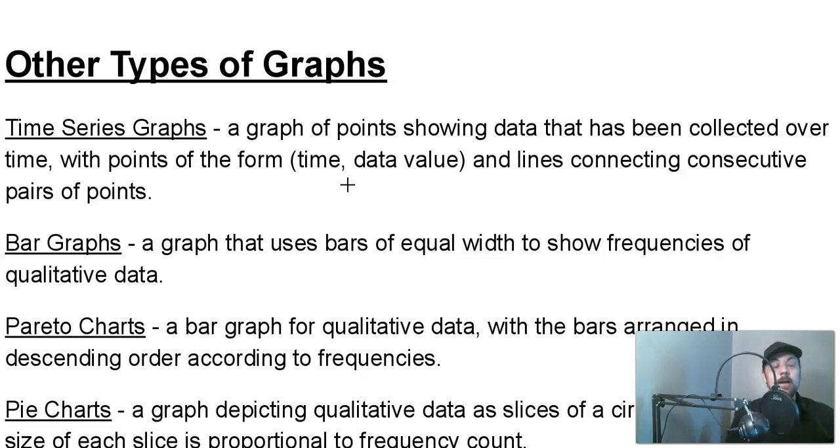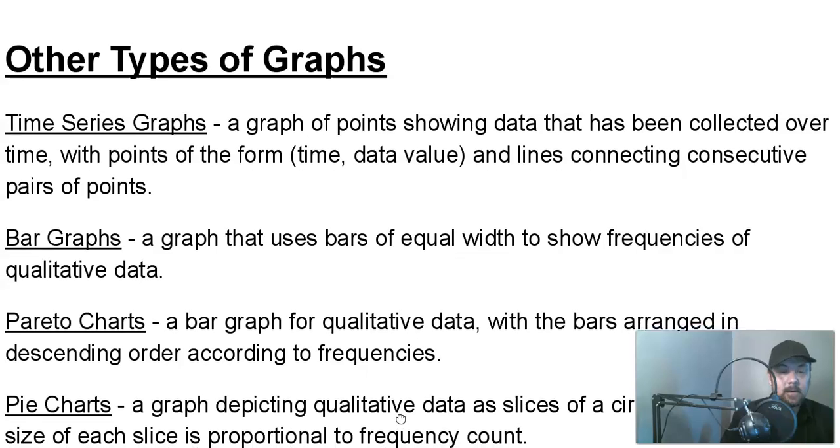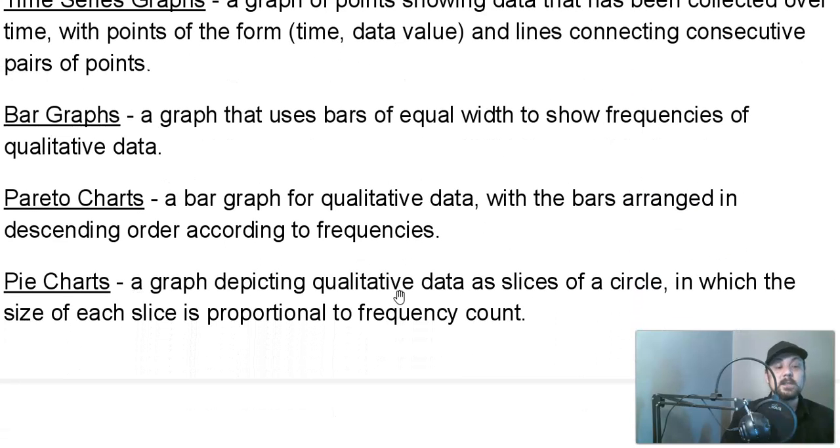Pareto charts are graphs that are bars as well for qualitative data, but the bars are arranged in descending order according to frequency. So you start with the highest bar first, then the next highest bar second. So it's just like a bar graph, except that the bars are ordered from highest to lowest. And then we have pie charts, which are graphs depicting qualitative data as slices of a circle in which the size of each slice is proportional to frequency count.